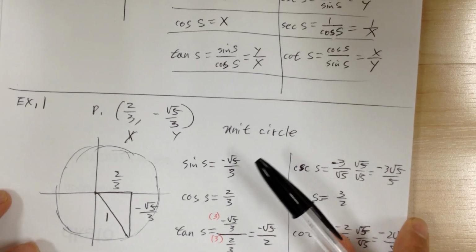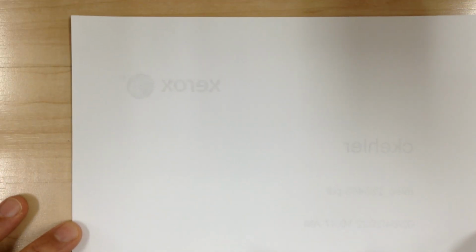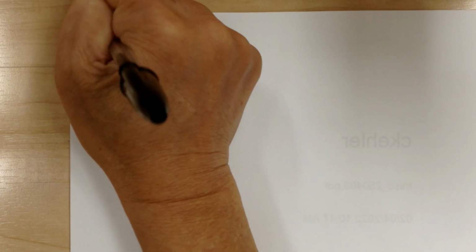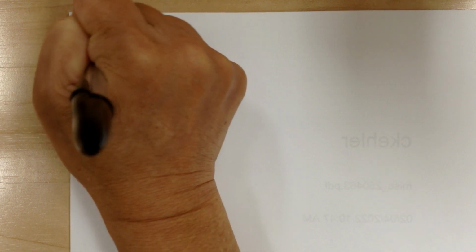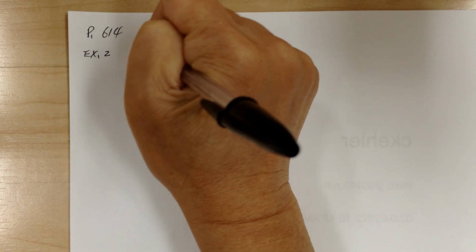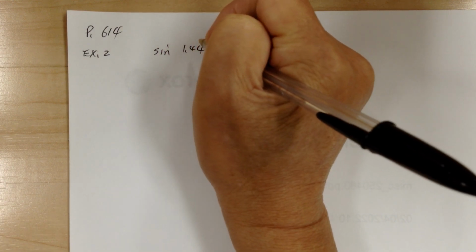Okay, let's go to example 2. It says find the sine of 1.44 to 4 decimal places.